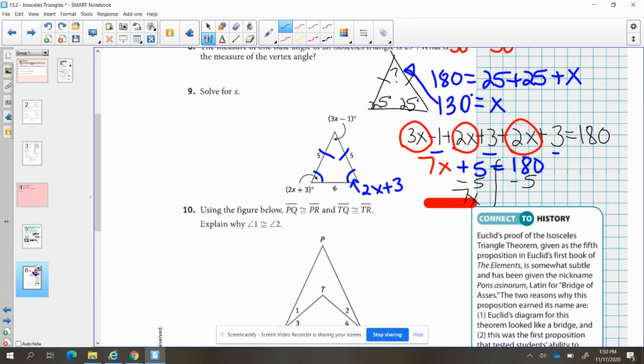We get 7x equals 175. And 175 divided by 7 is going to give us a total x value of 25. Okay, so that would be our value of x. So very similar to what we were doing yesterday in this.